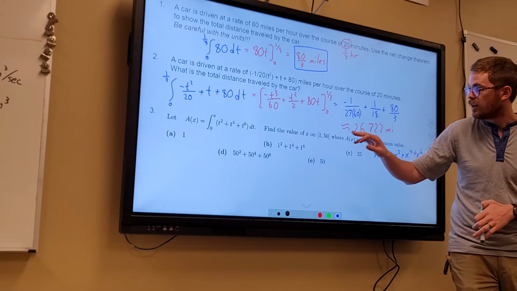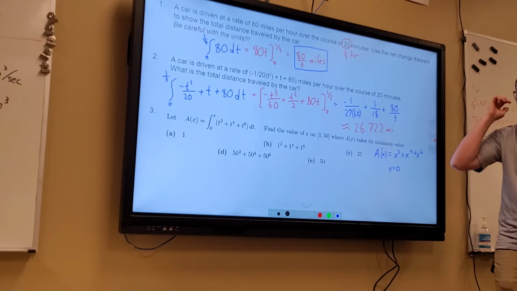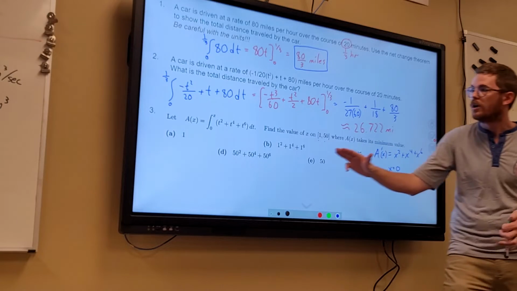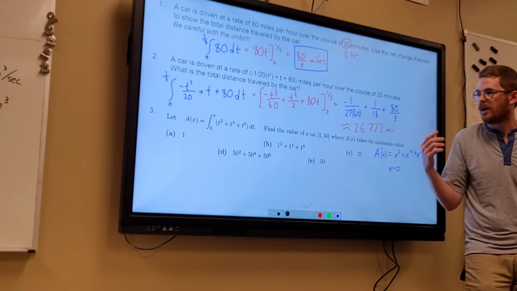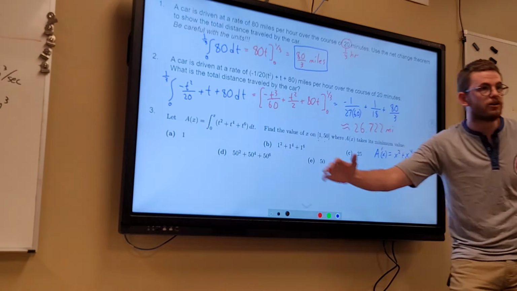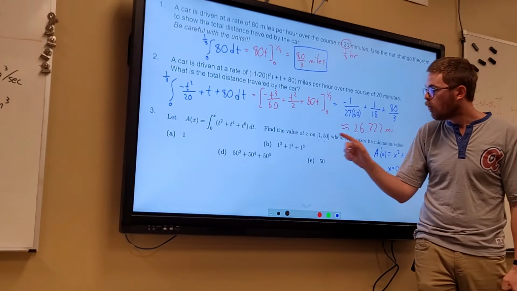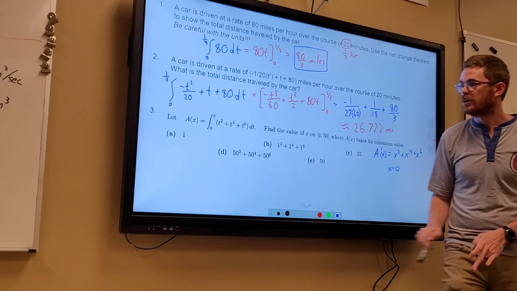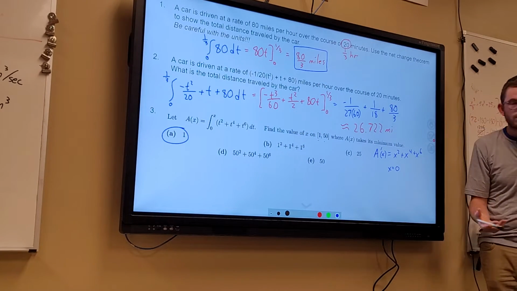Because now the only values we have to worry about are endpoints. We're looking to see which one gives us the smaller output, 1 or 50. And as you can probably reason through, since this function right here is positive for all values between 1 and 50, 1 is going to give us the smaller output rather than 50. So yes, A equals 1 is the correct answer.